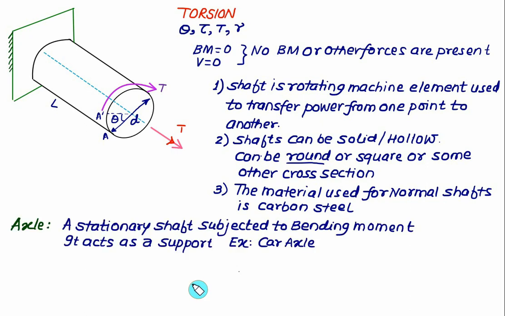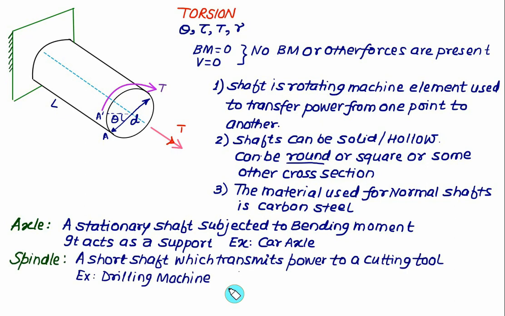Similar to the shaft, we have the axle, but the shaft is rotating and used to transmit the power, whereas the axle is a stationary shaft which is subjected to bending moment and it acts as a support. It is not a rotating member, it's just a stationary member. We can find the axle in a car, in bikes, and in the cycle also. If the length of the shaft is very short, then it will be called a spindle. Spindle is normally used in the case of a drilling machine, and it will transmit the power to a cutting tool.